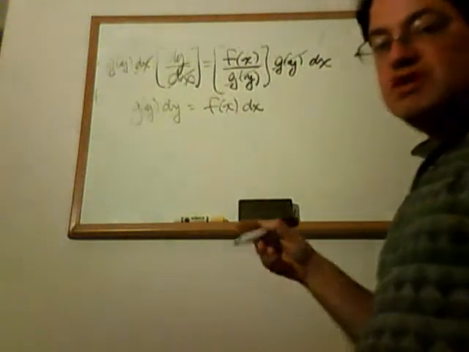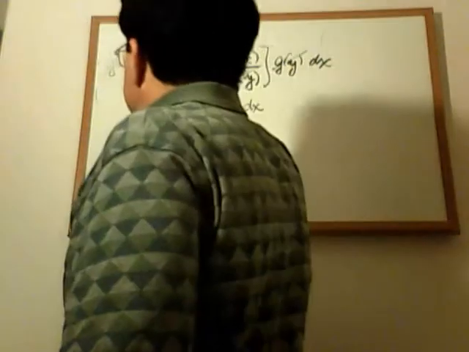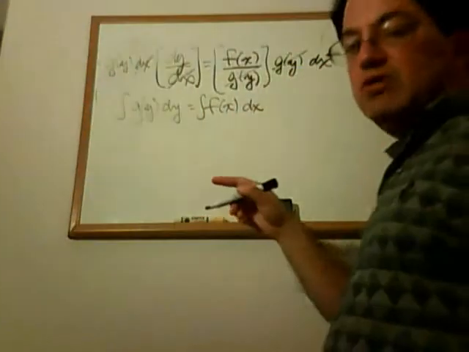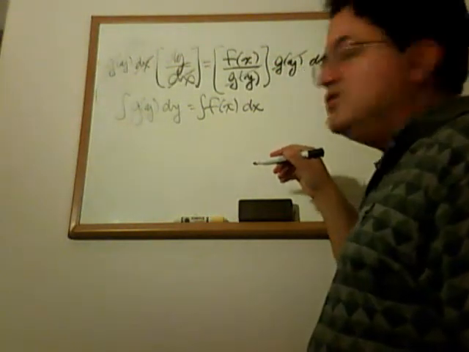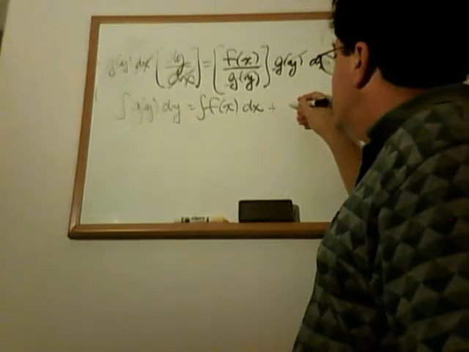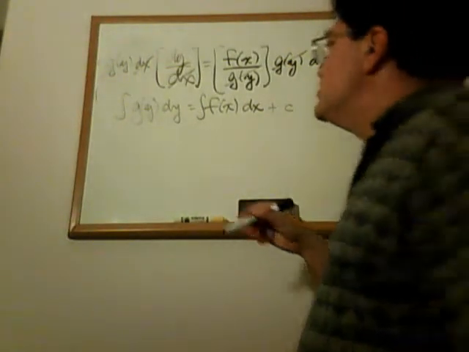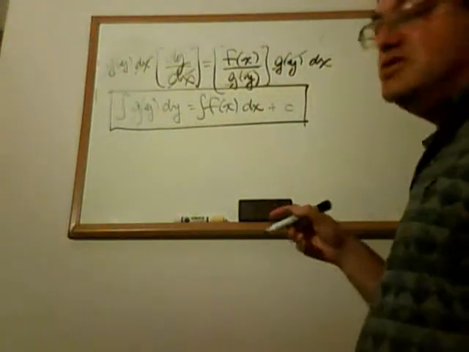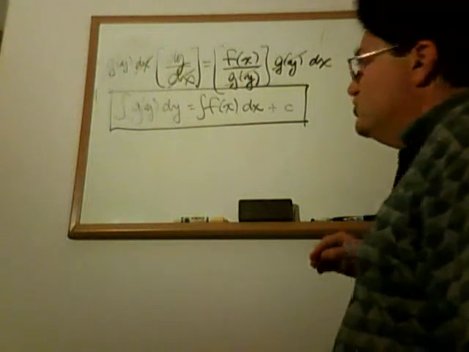So this is nice. We've separated the variables. Now all we have to do is integrate both sides. So when we integrate both sides, we get the integral of g of y dy equals the integral of f of x dx. But then you have to be a little bit careful, because when you integrate, you're always left with an arbitrary constant, an integration constant, on the right. So this is the solution: the integral of g of y dy equals the integral of f of x dx plus c. So that's how you solve a general separable differential equation.